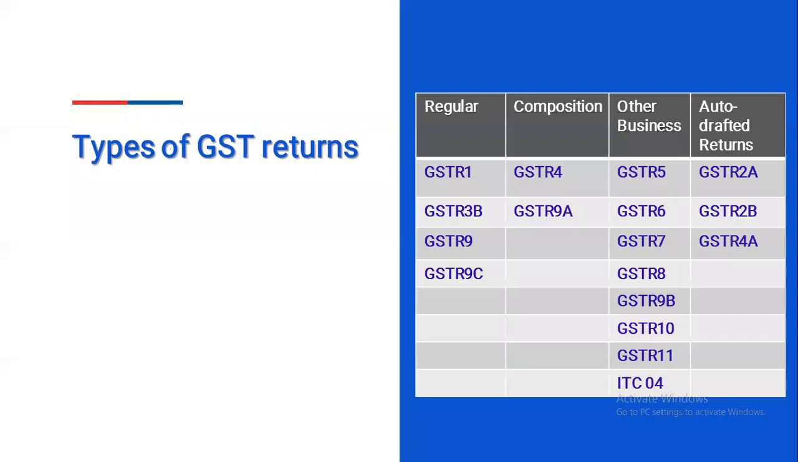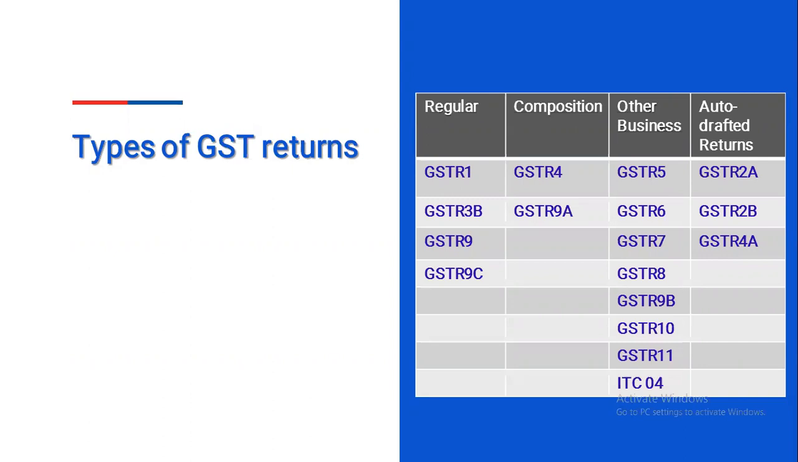There are two types of tax dealers, that is regular dealer as well as composition dealer. For the regular dealers, they have the GSTR-1 return filing, which contains the sales information, and GSTR-3B filing, which contains the input and output consolidated summary. It is a sales and purchase consolidated summary. For the regular taxpayer, there is GSTR-9 for the annual return purpose, and GSTR-9C, this is the audit form. So they have to file it.